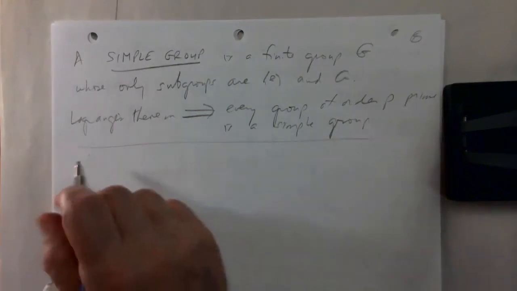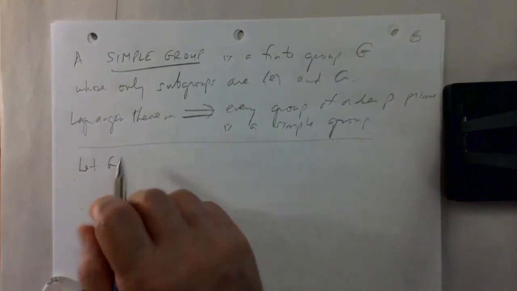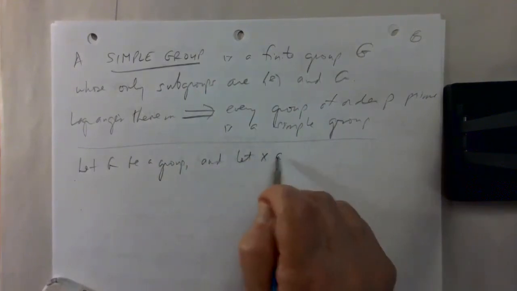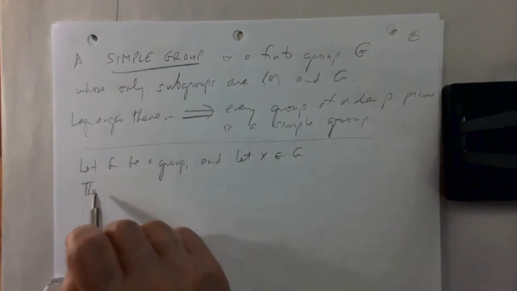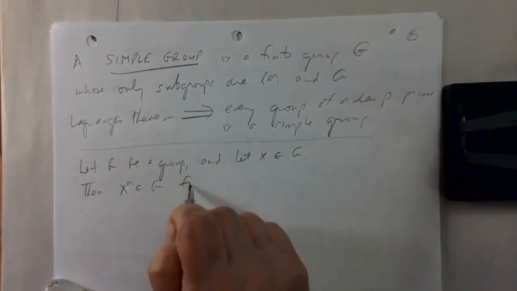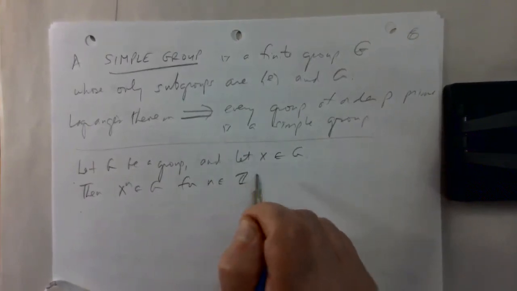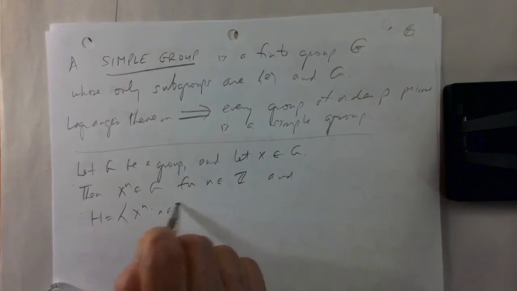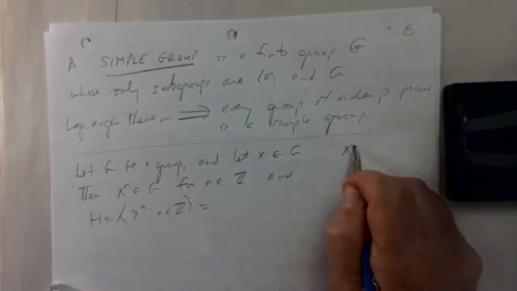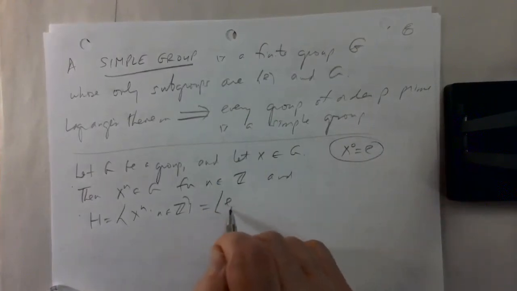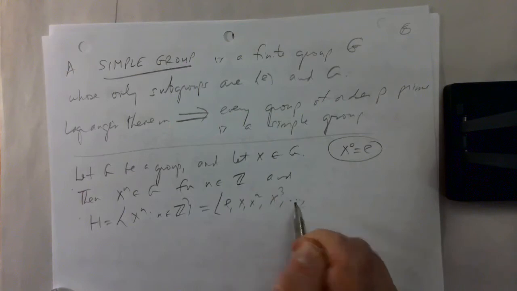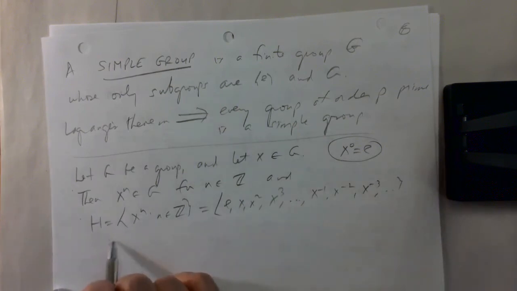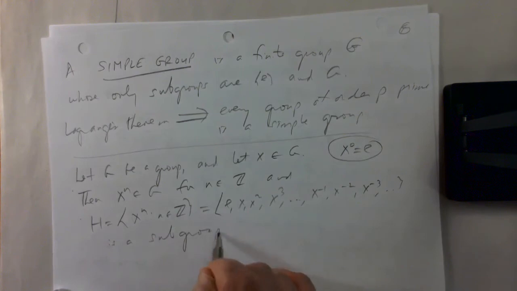Let's make another observation. Suppose that G is a group and let X be an element of G, then X to the N is in G for every integer N, positive or negative. And the set H, consisting of all the powers of X, so the 0th power, we always define X to the 0 to be the identity. So you have E, X, X squared, X cubed, X inverse squared, which we write as X to the minus 2. This is a subgroup of G.